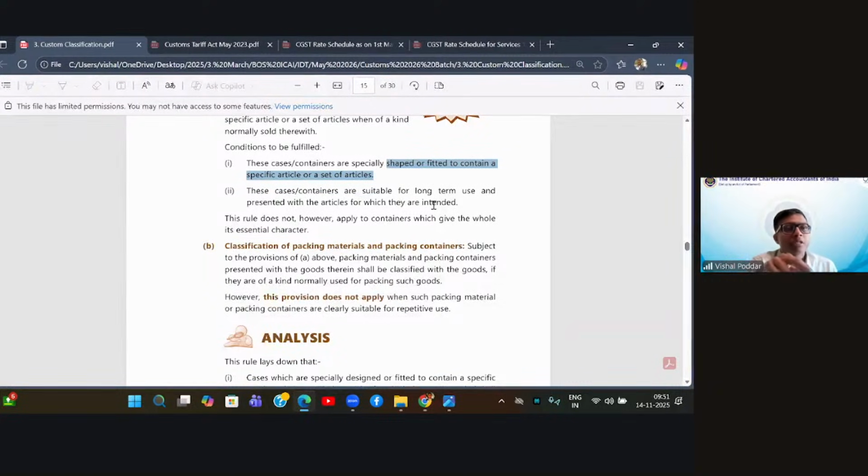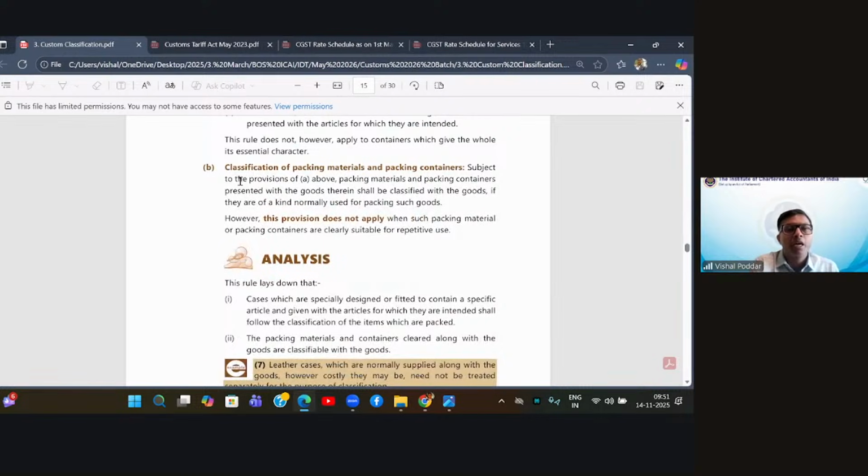Second, these cases are always given with the goods also. So when you go to buy a guitar, you will always get the guitar case. And in fact, you'll get the guitar case from that place only, not from any other place. So these are the two conditions to be satisfied. If both these conditions are satisfied, the packing goods will not be classified in the respective packing chapters. It will be classified in the chapter of the main product, which this packing goods is going to hold.